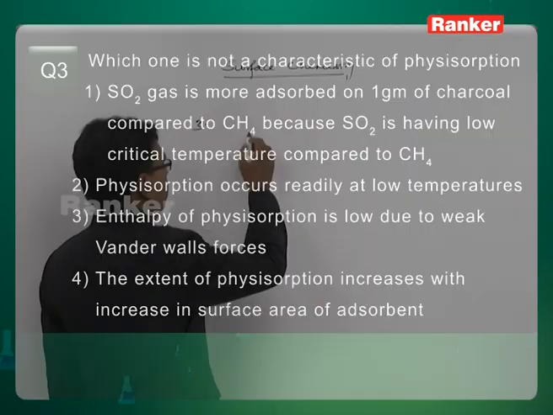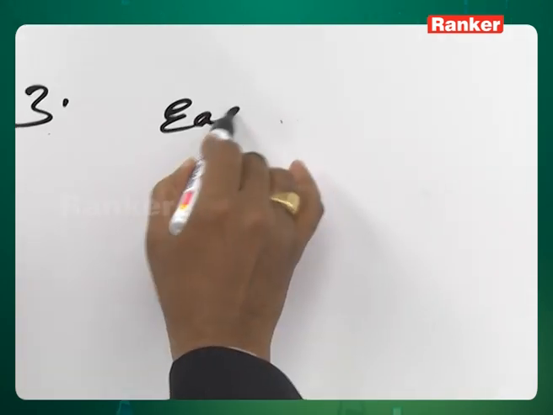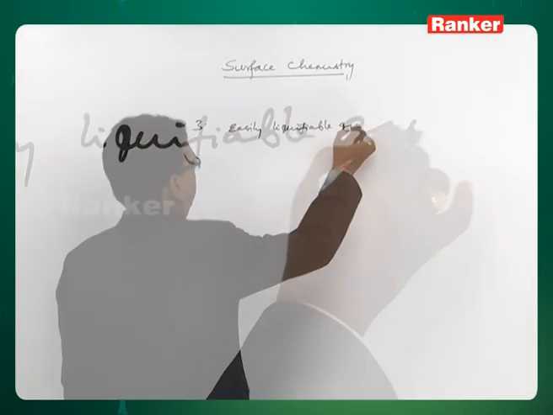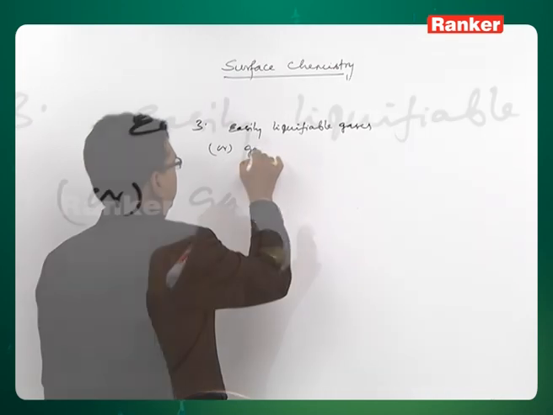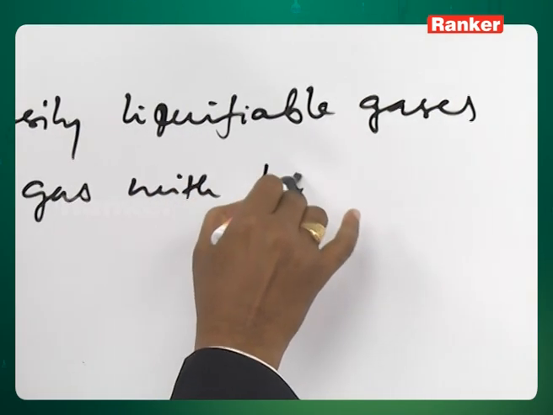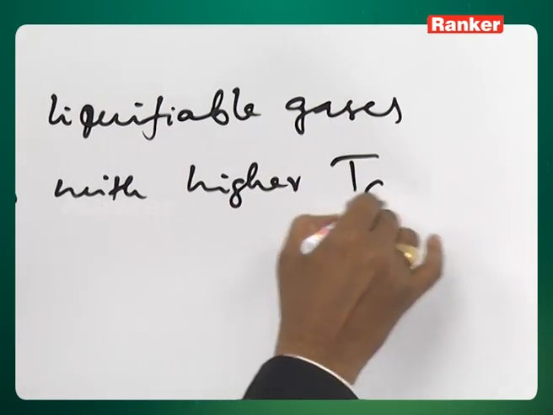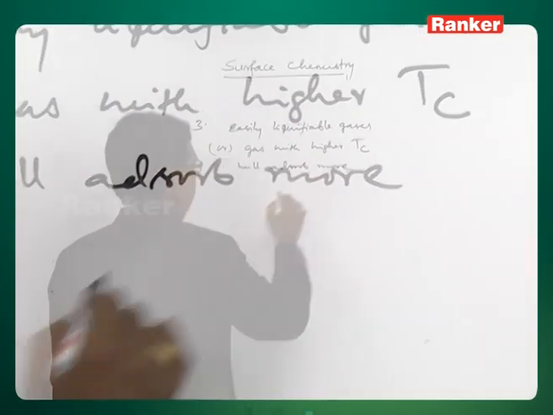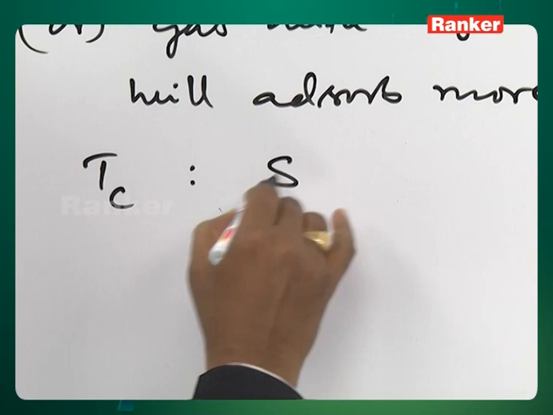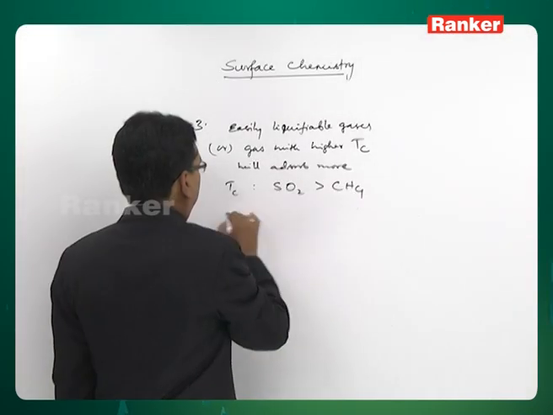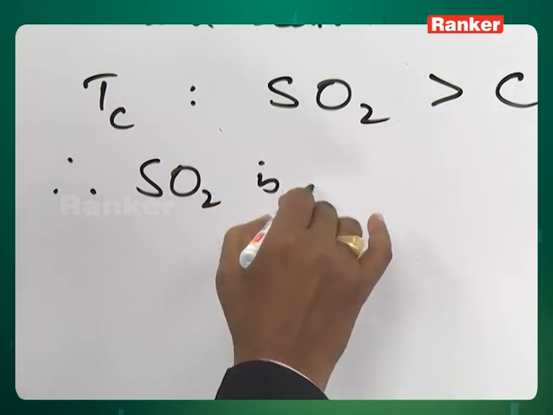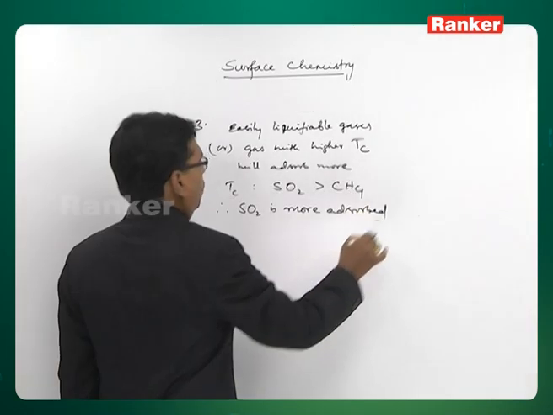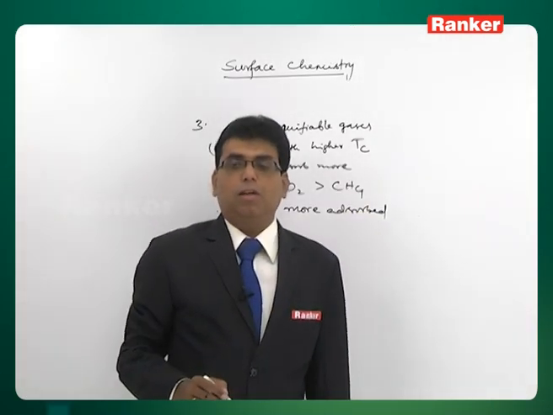Sulfur dioxide gas is more adsorbed on charcoal compared to methane, that is correct. But the rule says that easily liquefiable gases, or the other way of saying is gas with higher critical temperature, will adsorb more. That means critical temperature for sulfur dioxide is greater than that of methane, therefore sulfur dioxide is more adsorbed. So, the first statement itself is a wrong statement.